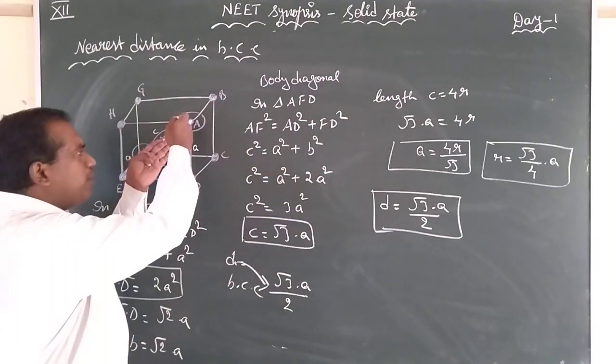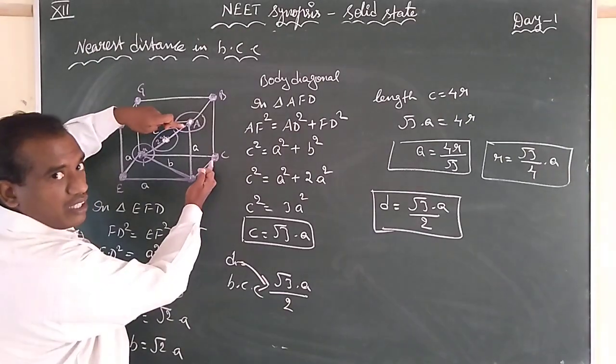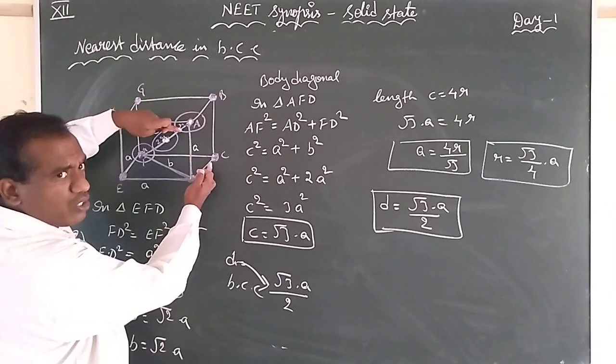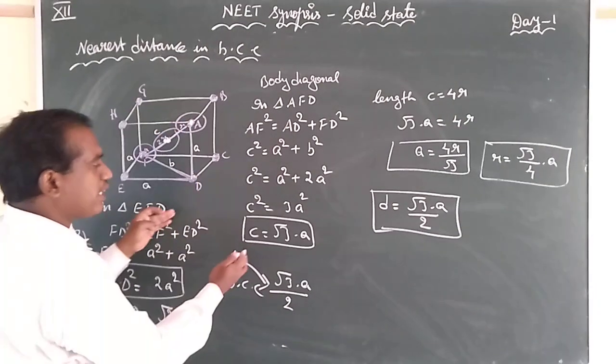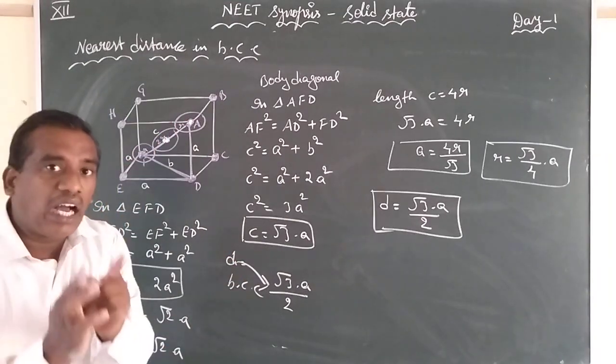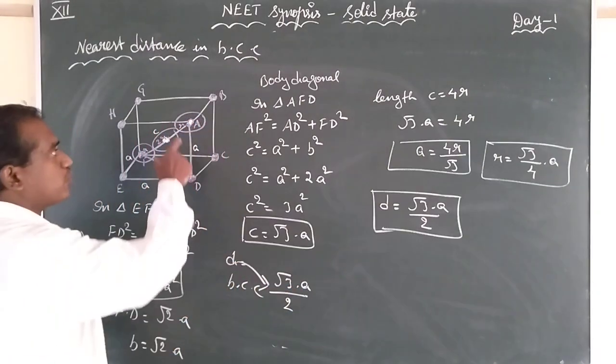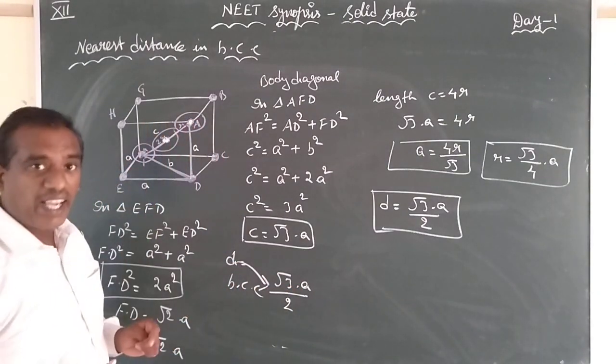In FCC, we have taken in the face root 2a by 2. Here we also have taken root 3a by 2. It means only half of the distance we are taking. The half of the distance is called the distance between the nearest neighboring atoms.